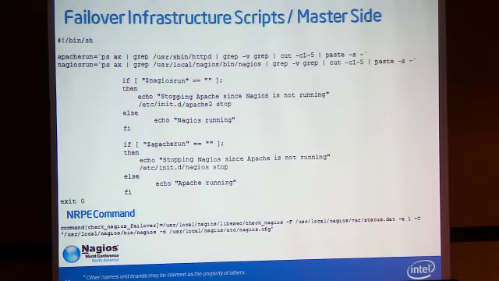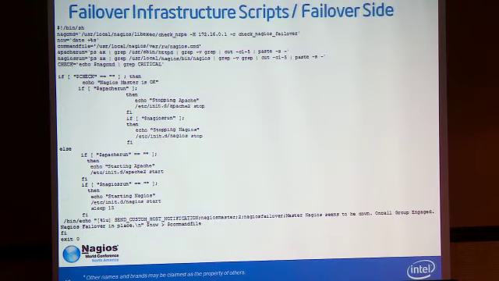Oh, I said the master side, sorry. The failover is when we are checking if Nagios on the master is running with this check Nagios failover nrpe command. And we are checking if Apache and Nagios are not running.